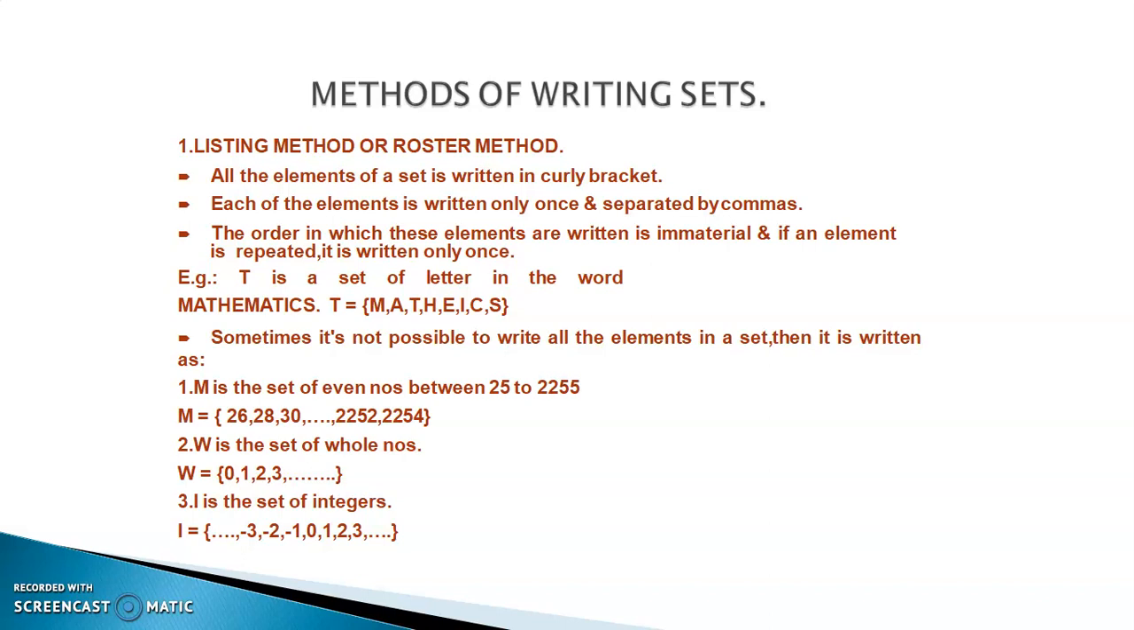Example, T is a set of letters in the word mathematics. So first start with the name of the set T, put an equal to sign, then begin with a curly bracket. Then individually list out all the letters of the word mathematics and separate each letter by a comma. Do not repeat the letter. In the word mathematics, M, T and A are repeated, so you will write each only once.